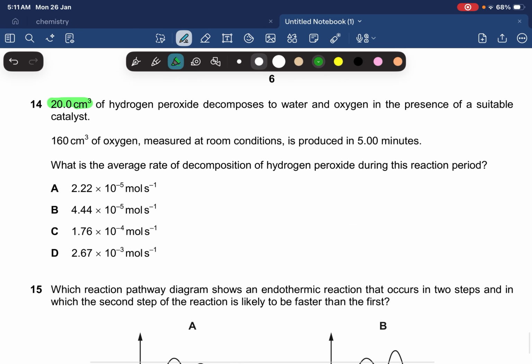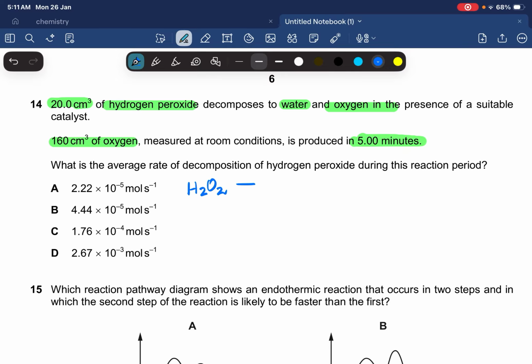20 cm cube of hydrogen peroxide decomposes to water and oxygen in the presence of a suitable catalyst. 160 cm cube of oxygen measured at room conditions is produced in 5 minutes. What's the average rate of decomposition of hydrogen peroxide during this reaction? So let's write the equation. In chemistry, when you do chemistry for a long time, before doing anything, you just want to write the equation so I know what's happening.